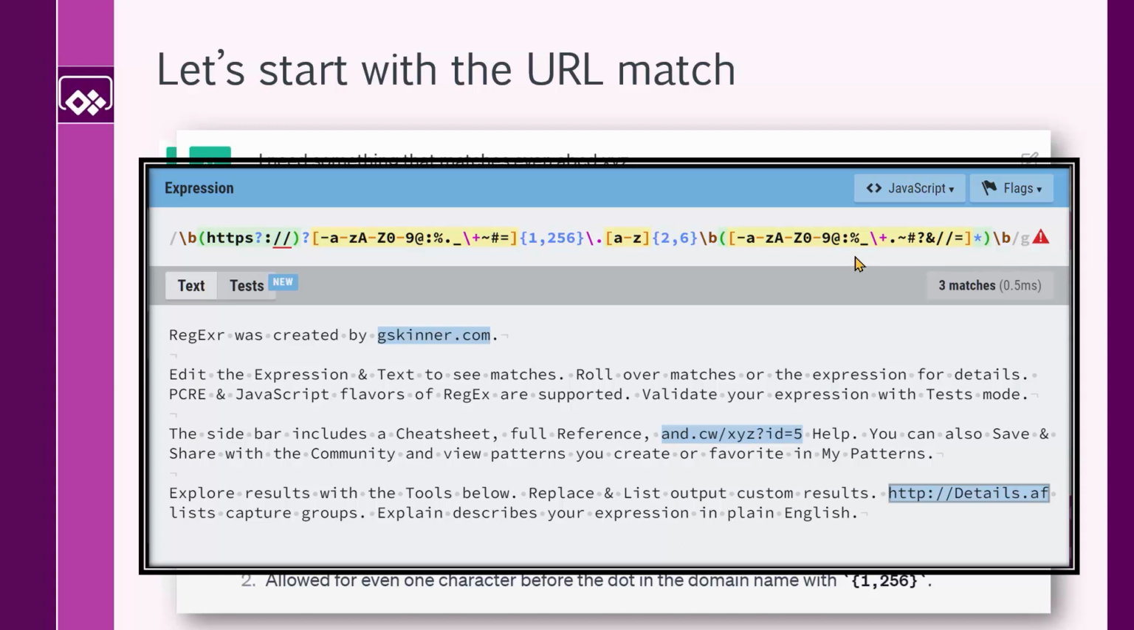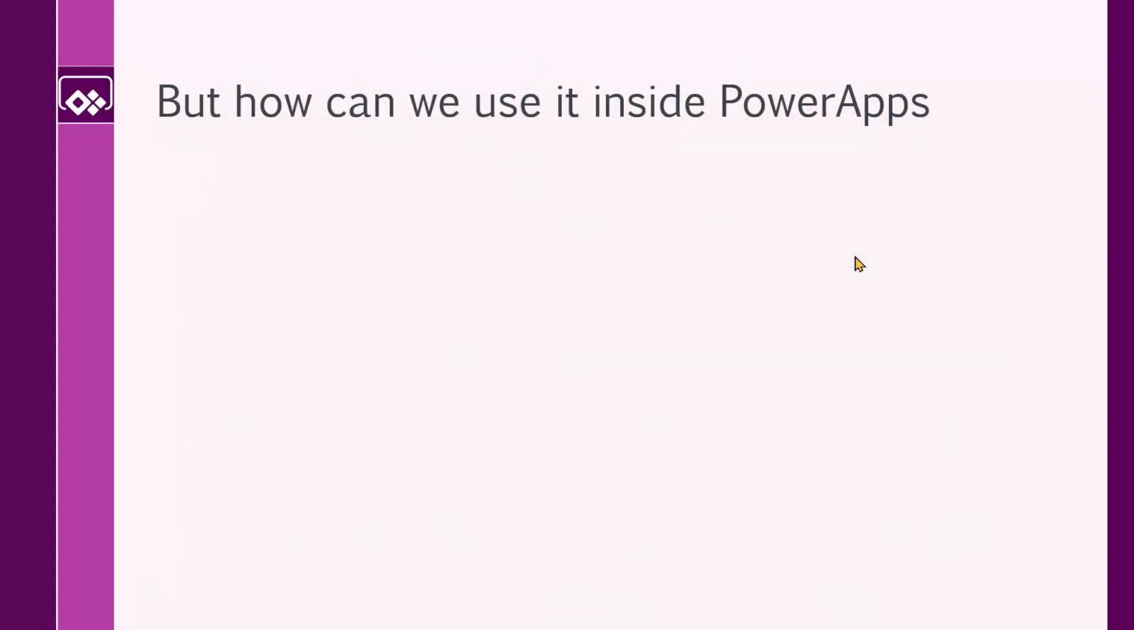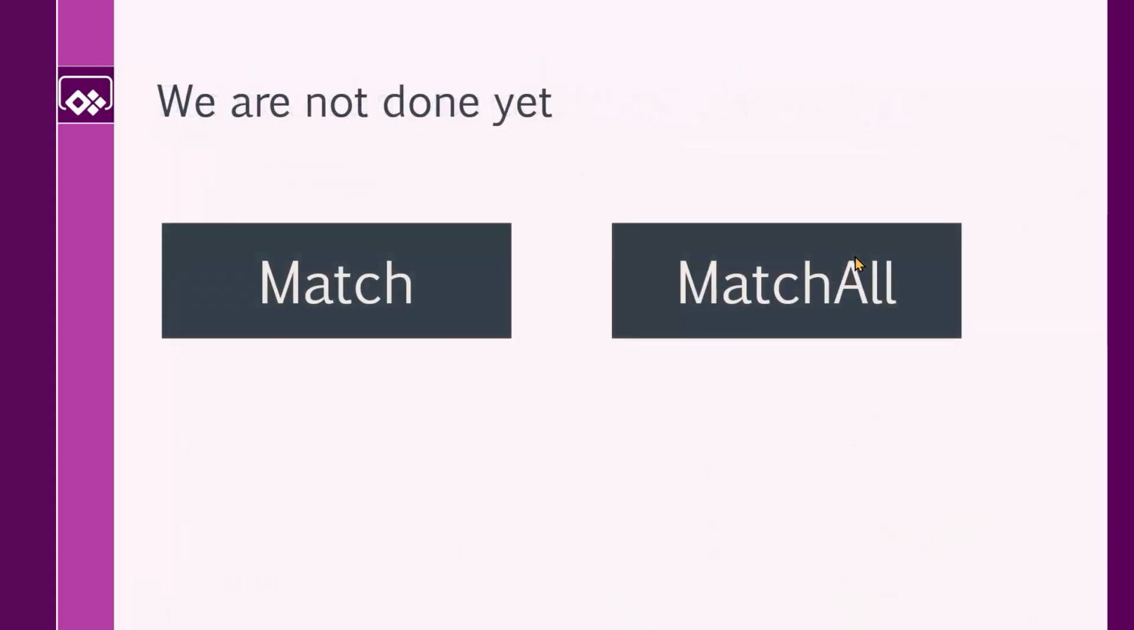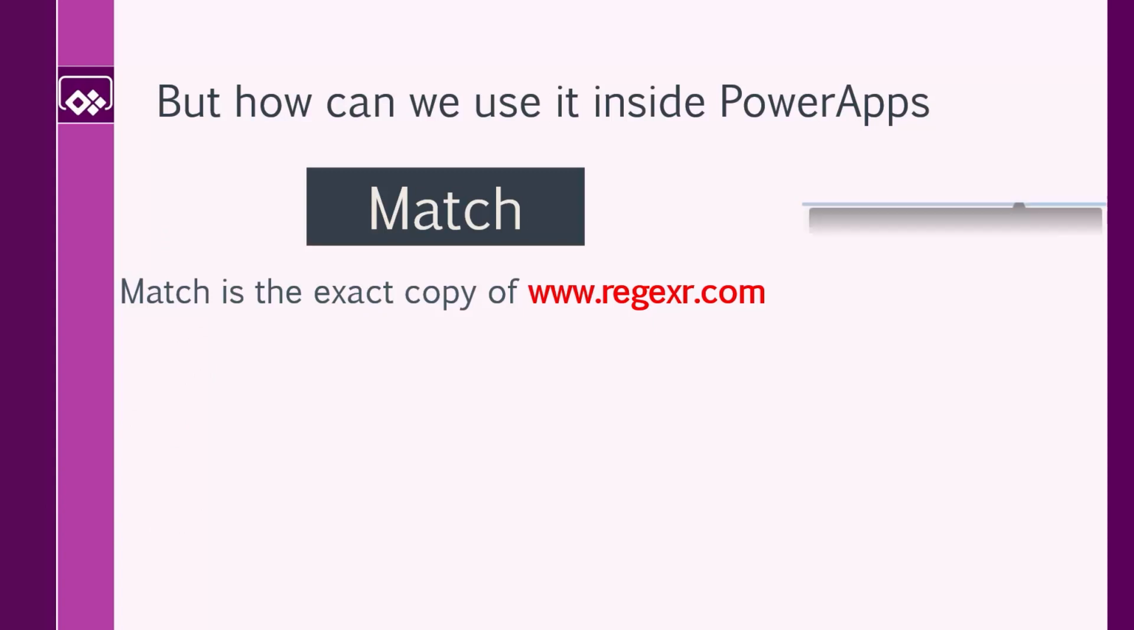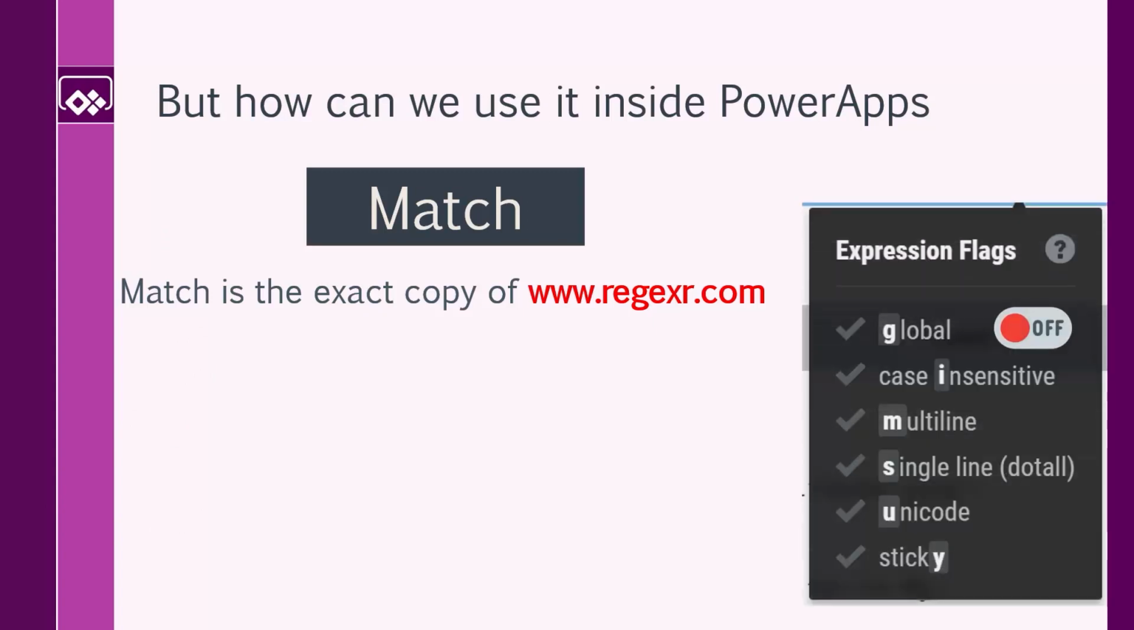Let's see how we can use it inside PowerApps to find matches inside a large text that can contain some of the matches, not matching the entire thing. So inside PowerApps, if you remember from the previous video, I had 2 functions. One of them was Match, the other one was MatchAll. In this one, Match is going to help us. The Match function is the exact copy of regexer. It does exactly the same thing. The only thing is that the global is off. So basically, it's looking only for the first match that it finds.